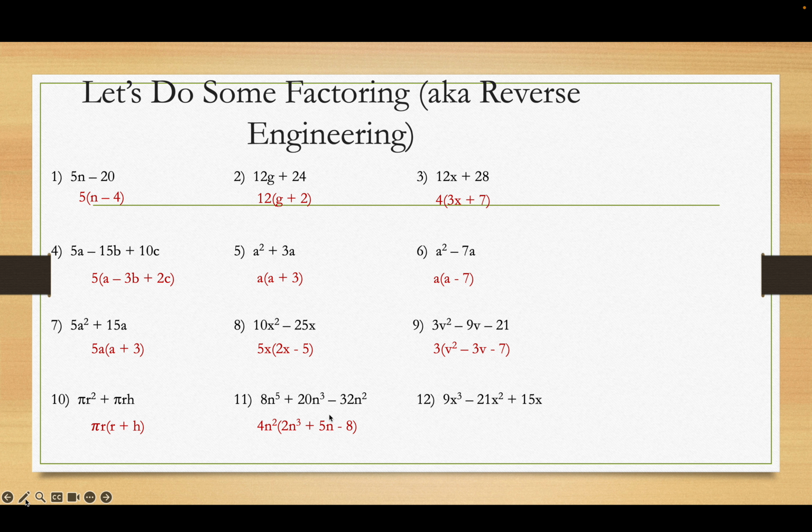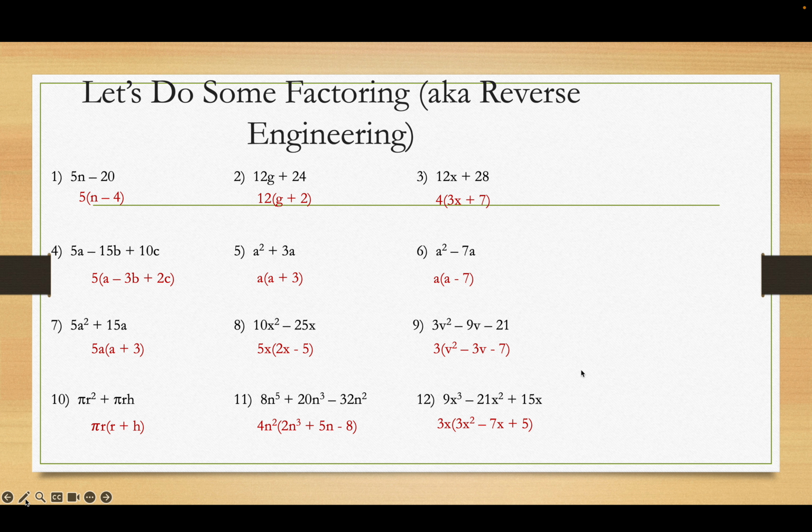Okay? Now, for number 12, what do they share in common? Well, they share a 3 and the single x this time. So I factor out the 3x, and that leaves me with 3x squared minus 7x plus 5. Let's distribute back. 3x times 3x squared is 9x to the third. 3x times negative 7 is negative 21x squared, and 3x times 5 is 15x. Okay, that is factoring with the greatest common factor.